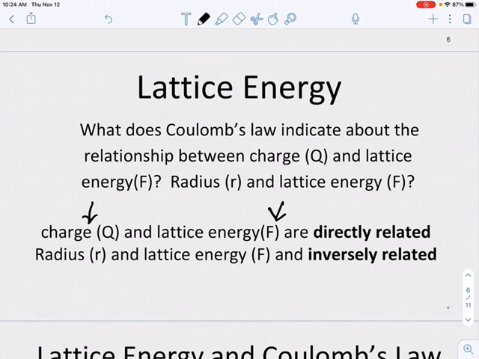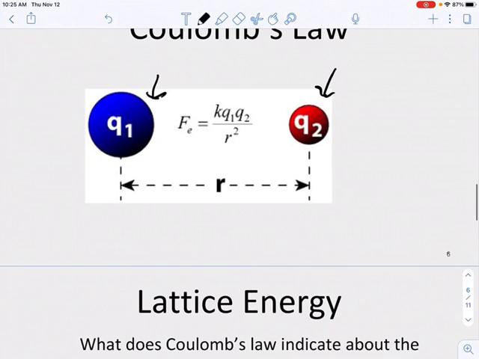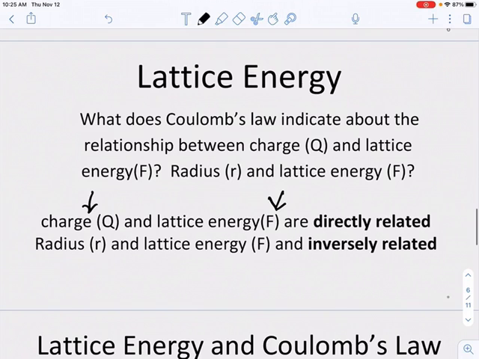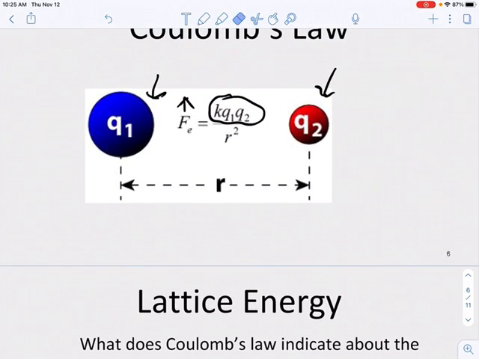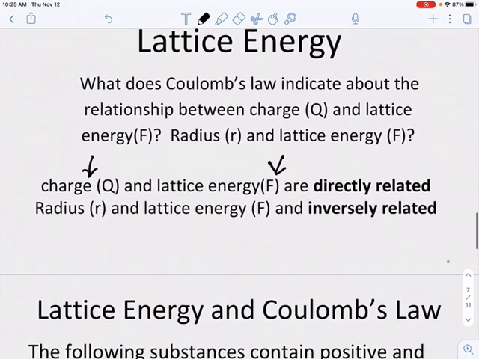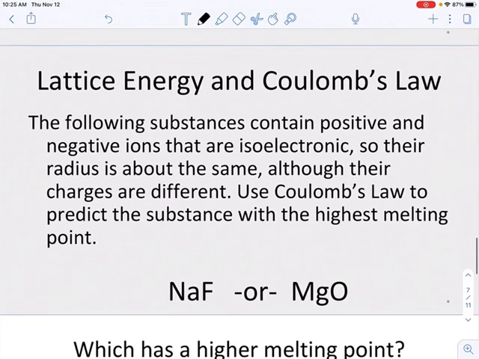Because this is a direct relationship, right? When this number gets larger, my force of attraction gets larger, because this is in the numerator of a fraction. Whereas when the radius of my atoms gets larger, or my distance between them gets larger, then we're going to have a different relationship. It's an inverse relationship, because the size of my atoms is in the denominator. So when I have a larger number here, my force of attraction goes down, and that's an inverse relationship. These relationships will let us predict the melting point of various substances.